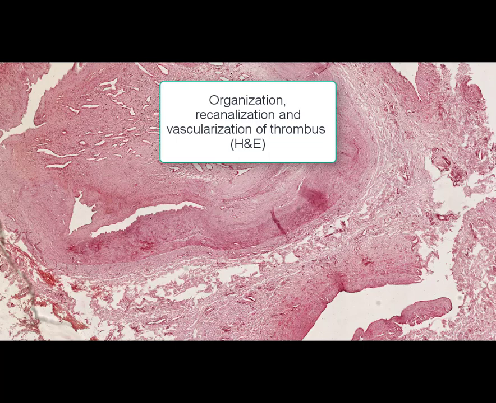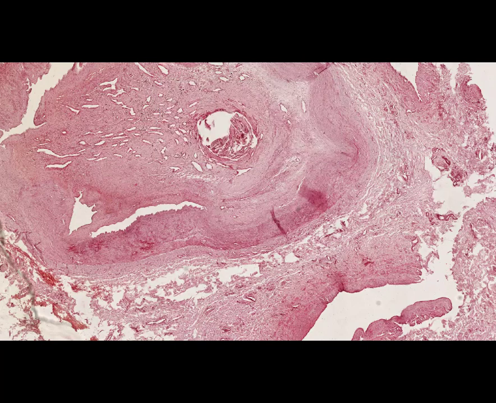On this slide, we can see an artery. Stain is hematoxylin and eosin. Name of the slide is Organization, Recanalization and Vascularization of the Thrombus. This slide represents a relatively favorable outcome of thrombosis, where the thrombus is firstly replaced by the connective tissue, so its organization happens, with subsequent formation of gaps, so partial recanalization of the lumen of the vessel can be seen, and finally endothelium grows into these gaps, so vascularization occurs. Finally, it leads to partial recovery of the blood flow.